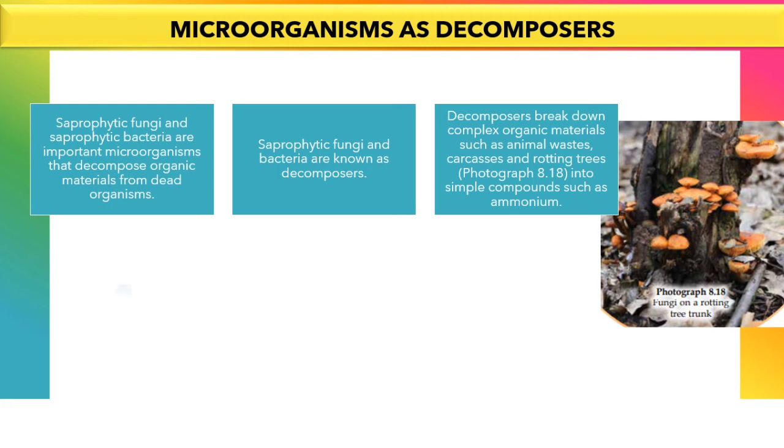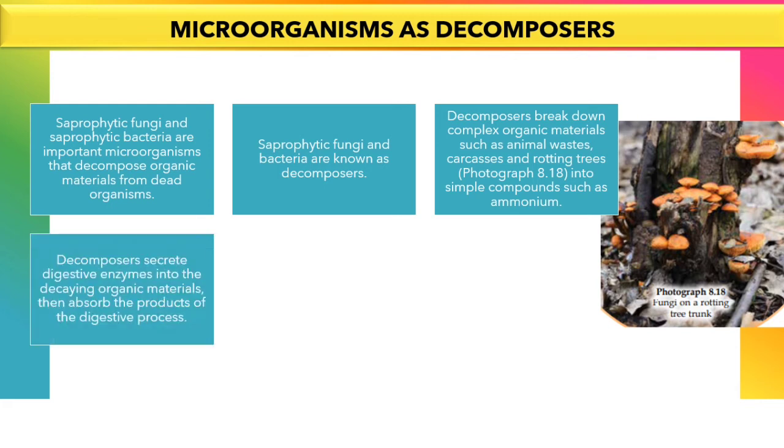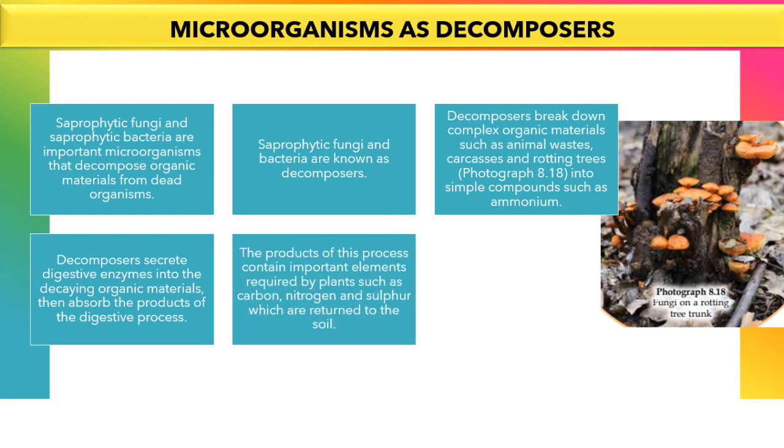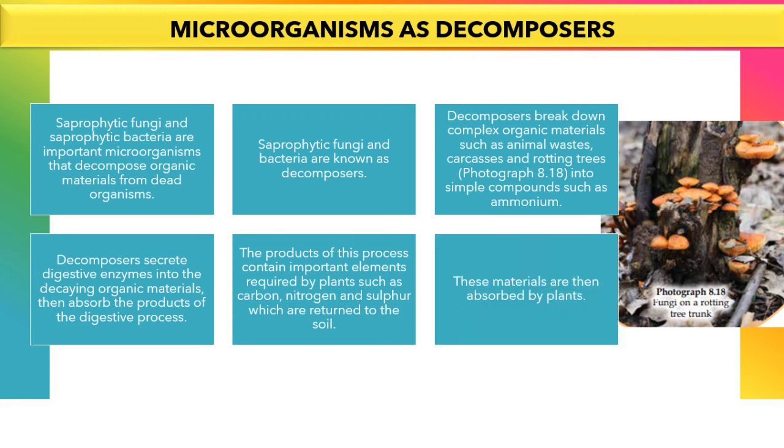Decomposers secrete the digestive enzyme into the decaying organic material, then absorb the product of the digestive process. The product of this contains important elements required by plants such as carbon, nitrogen, and sulfur, which are returned into the soil. So this is the role of microorganisms as decomposers, such as in the nitrogen cycle itself. These materials are then absorbed by the plant.